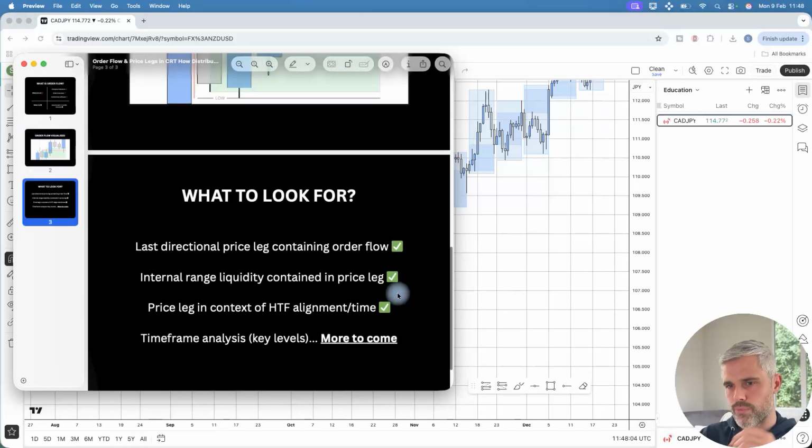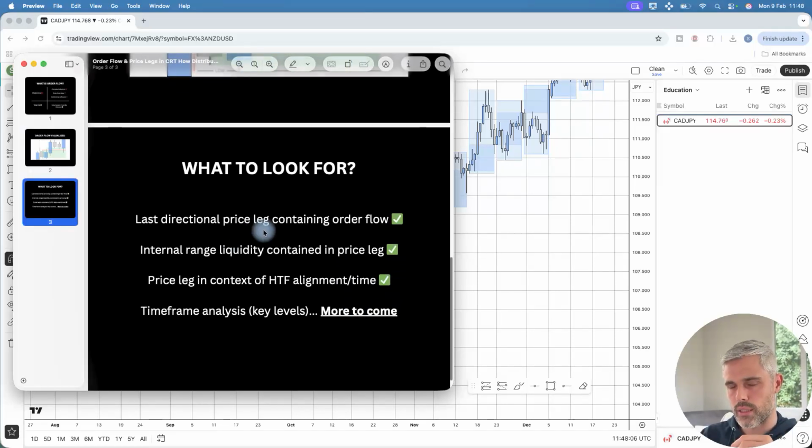So what to look for? Last directional price leg containing order flow. So we can get price legs that do contain fair value gaps and price legs that don't contain fair value gaps. But to really understand order flow, you need to see those inefficiencies in price. Internal range liquidity contained in price legs. Are there order blocks? Are there fair value gaps? And are there breaker blocks? All of this we're going to explain later in the series.